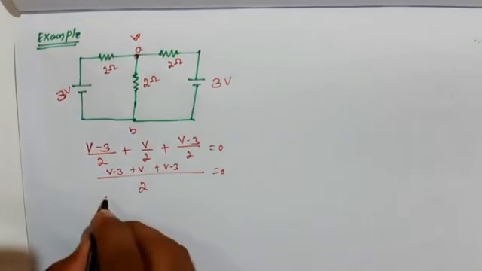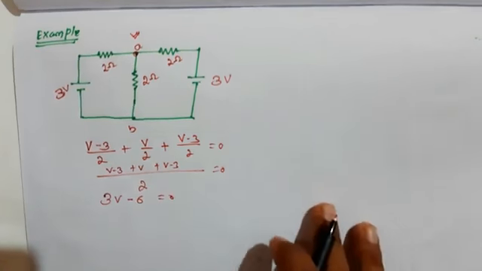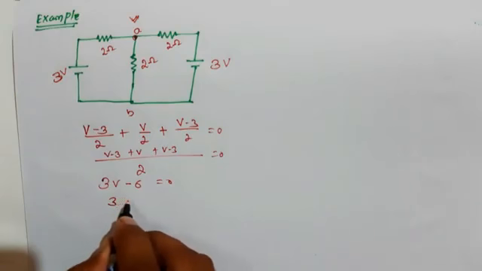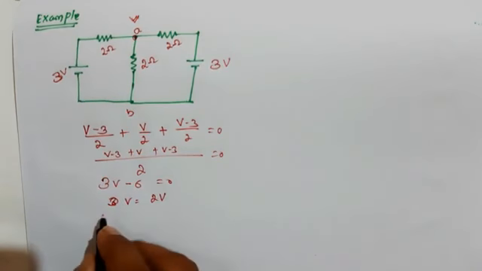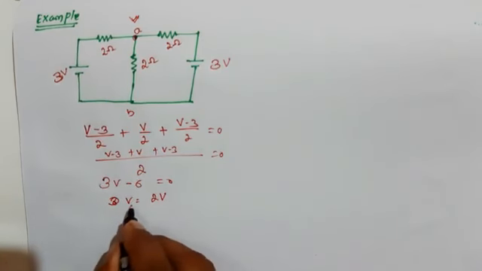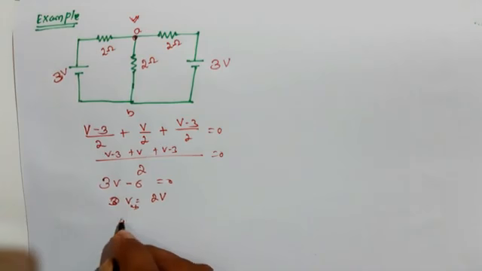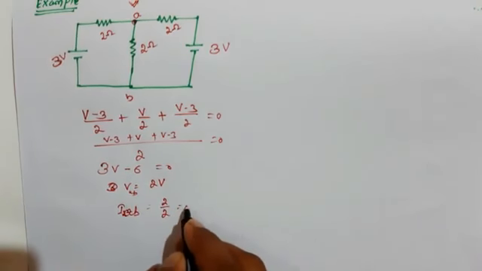Take 2 outside, so that this is 3V minus 6 is equal to 0. Okay, then V equals 2 volt. Then the voltage across VAB is equal to 2 volt. Then the current in the 2 ohm, or AB, we can say 2 divided by 2, this is 1 ampere.